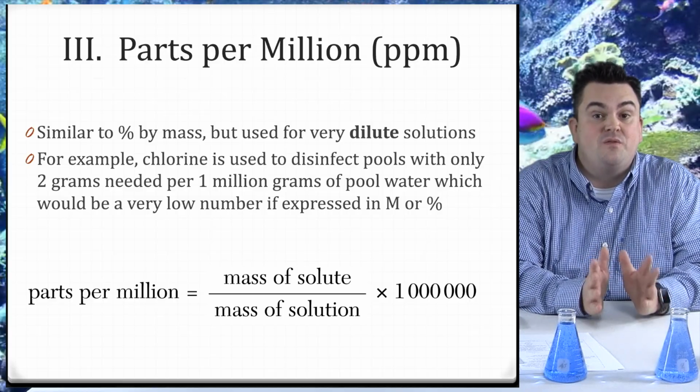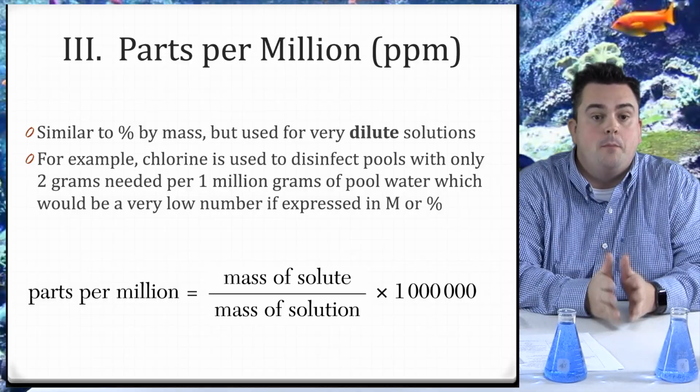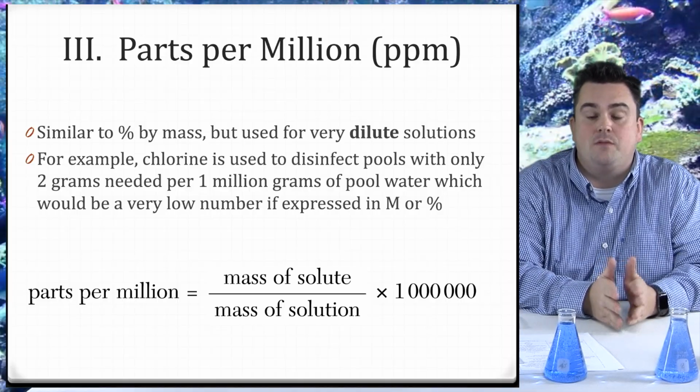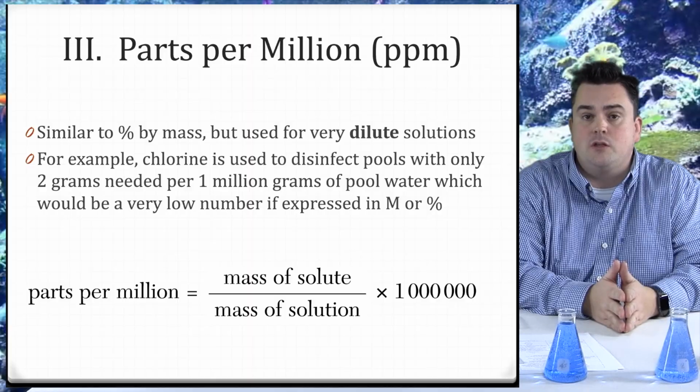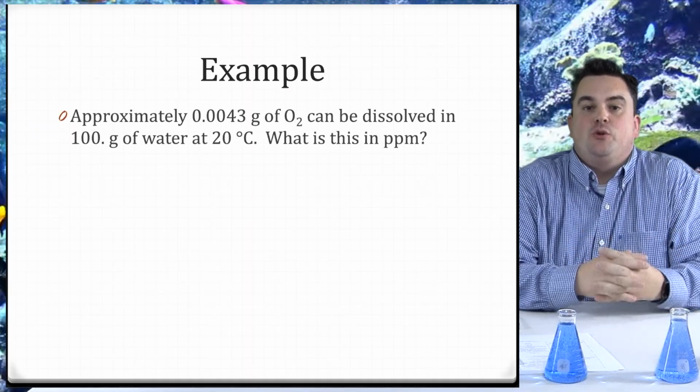Now the formula looks very similar to percent by mass, but you'll see a little difference at the end. Parts per million is equal to the mass of the solute divided by the mass of the solution, but times 1 million.